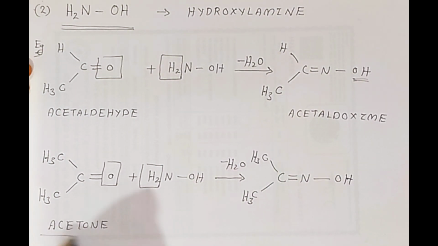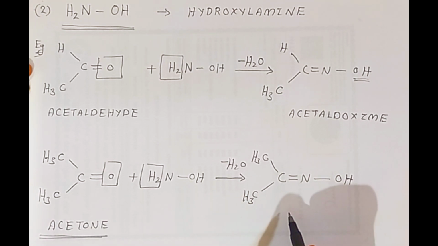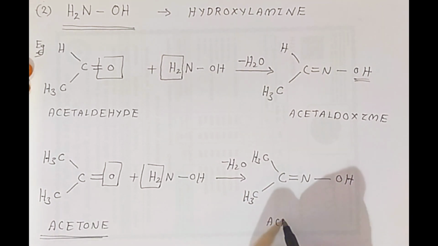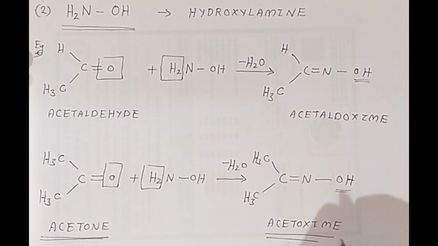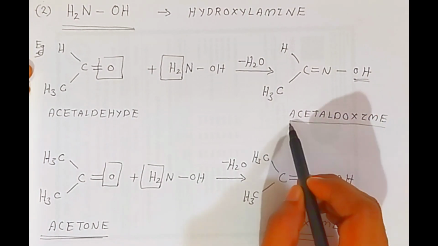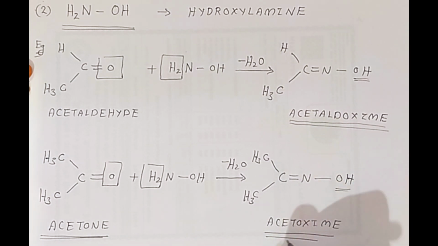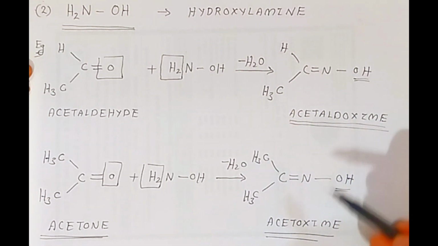And students, since we have derived it from acetone, it is acetoxime. Since acetone is containing a hydroxyl group, we call it acetoxime. Understanding, students? Both are imines only, but this is acetaldoxime and this is acetoxime. Both are imines, that we can say both are Schiff bases.